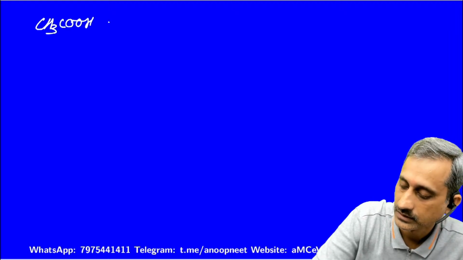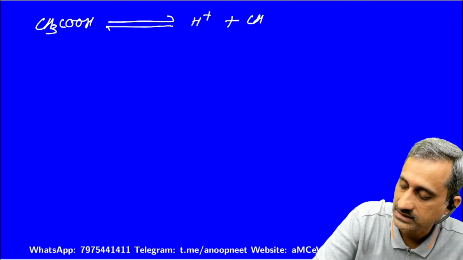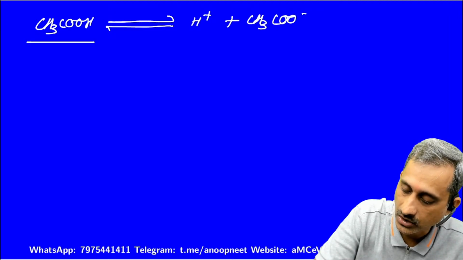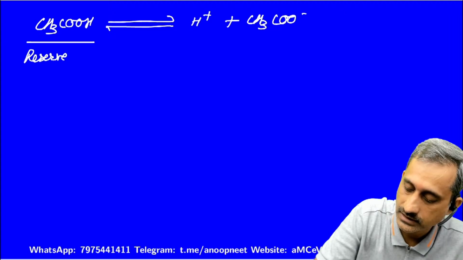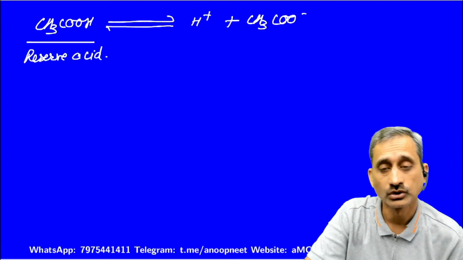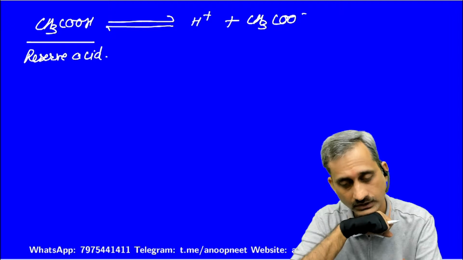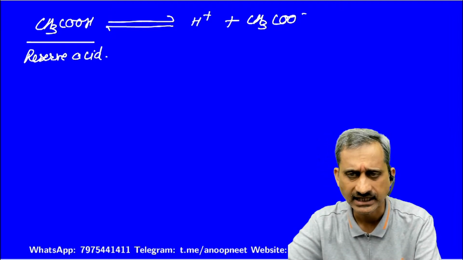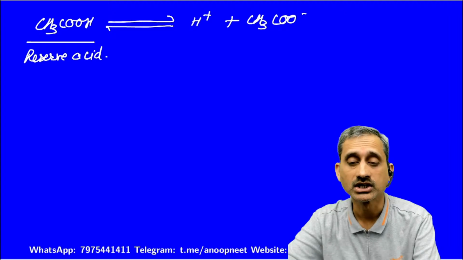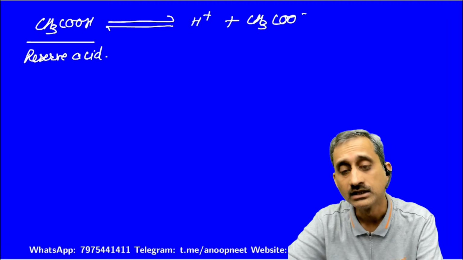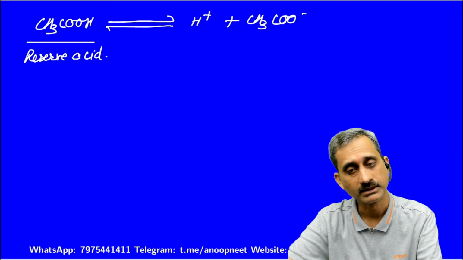I have acetic acid, CH3COOH. This dissociates to form H plus and CH3COO minus. Clear? Now this is what we can call a reserve acid. So this reserve acid is going to consume the OH minus that I add in the system. तो अगर मैं एसिटिक एसिड को किसी चीज में डाल के रखता हूं, तो वो बेस को कंज्यूम कर लेगा और पीएच को चेंज नहीं होने देगा. तो एसिटिक एसिड विल बिहेव एज अ सिंक फॉर द बेस.